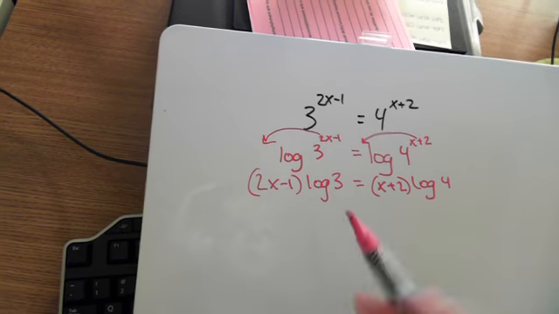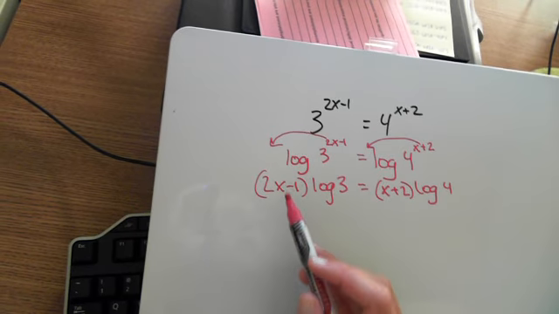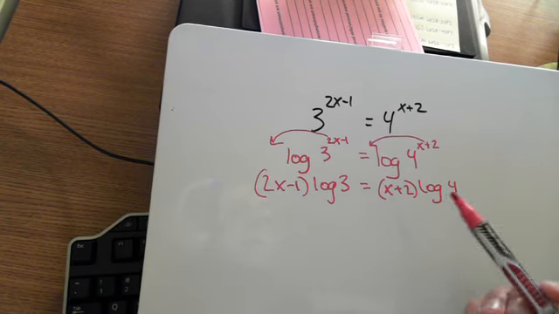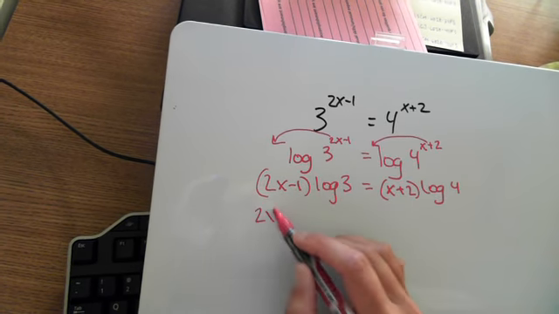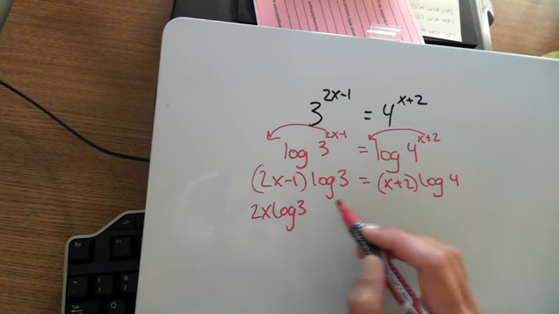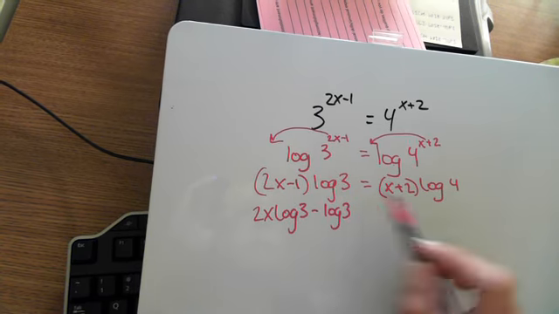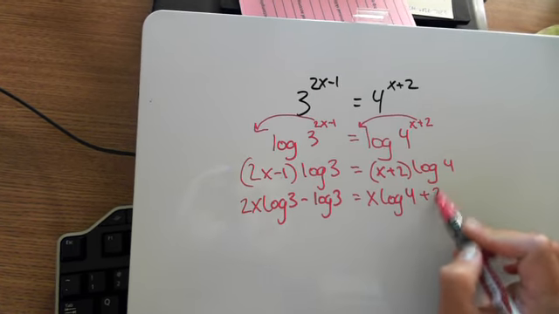We need to get x. That's what we're trying to do. We're trying to solve for x. So if we can get all of our x's together, all of our non-x's on the other side, we can then solve for x. So in order to do so, we have to distribute to get rid of our parentheses. So we're going to have 2x times log of 3 minus 1 times log of 3, just distributing through. And then we have x times log of 4 plus 2 times log of 4.